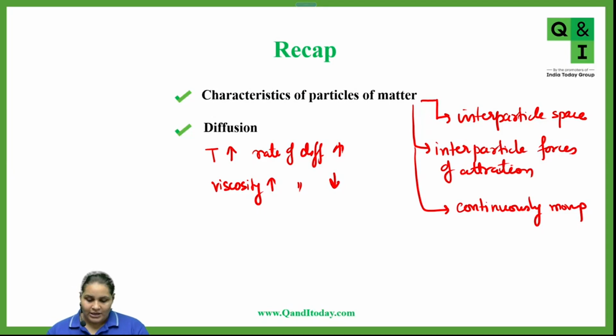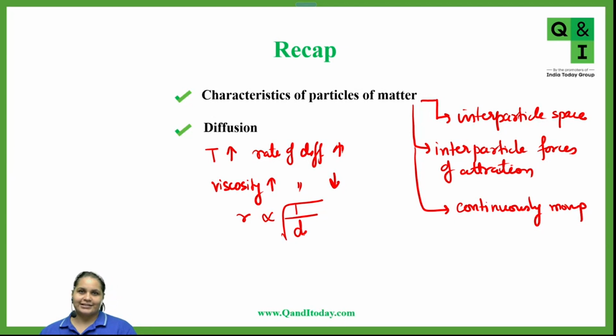Okay, fine. One thing more: I told you about Graham's law of diffusion. Do you remember what Graham's law of diffusion was? The rate of diffusion is inversely proportional to the square root of the density of the gas, right? So I told you to remember this. This is out of syllabus, but you should know.